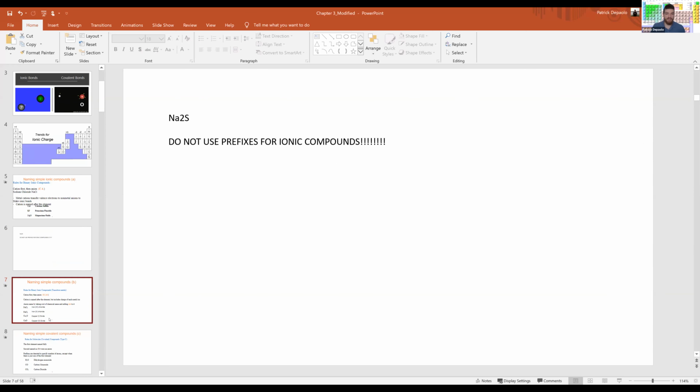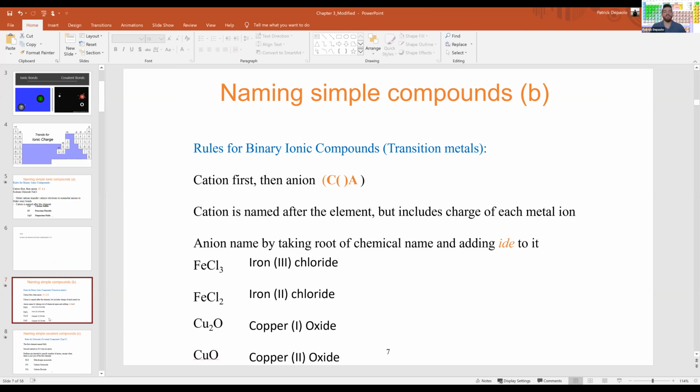Okay, next. What if you are dealing with transition metals in which you don't know the charge by looking at the periodic table? There's a rule for that as well. So you name it normally, and then you add a Roman numeral right next to the metal that denotes the charge of the metal atom. And I'll show you what that means.